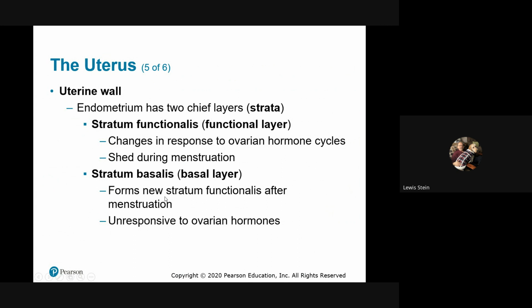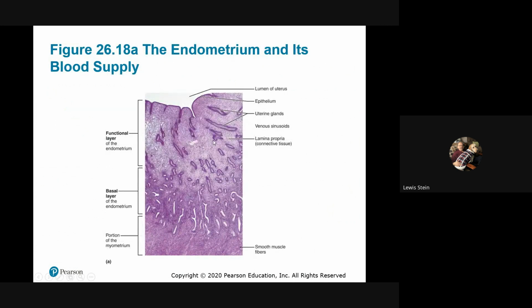The basalis is the base that forms the functionalis. It is always there, and it is not necessarily impacted. And we go over this all again. The crux of the physiology in female reproductive is the marriage between the ovarian cycle and the endometrial cycle. Those are the two cycles that really dictate our understanding and what hormones or messengers are active at what particular time.